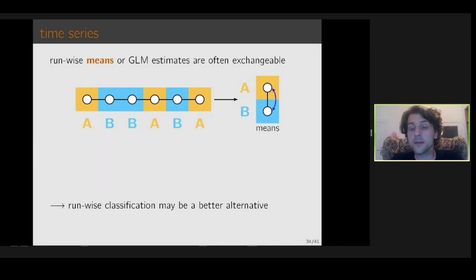In some cases, there's a rather easy solution. When an fMRI experiment is conducted in the form of separate runs or sessions, as it is becoming more and more common, then these runs or sessions can usually be considered to be independent from each other, and run-wise means or GLM estimates are often exchangeable, again, within runs, or within pairs if it's 2 runs. So in this case, run-wise classification may be a better alternative than running a randomization test.